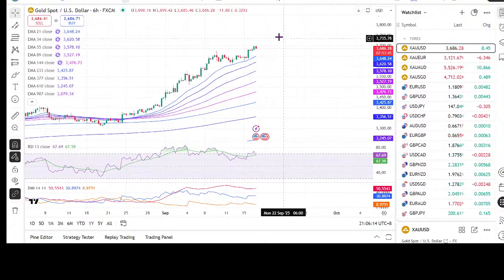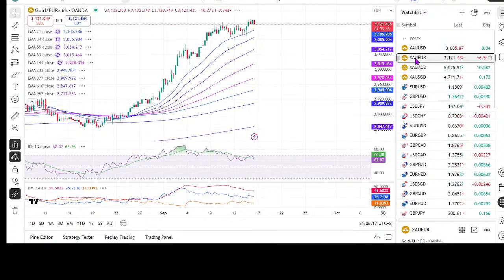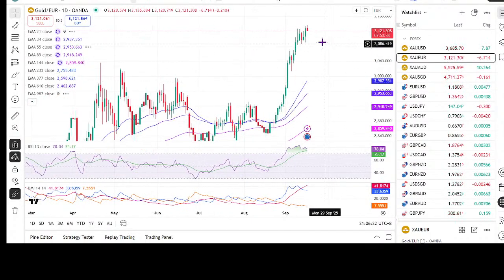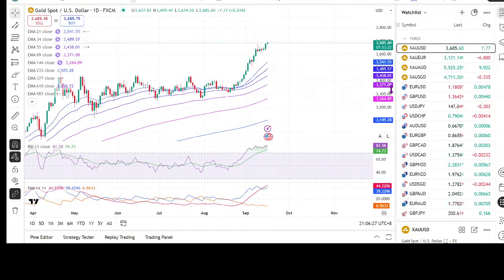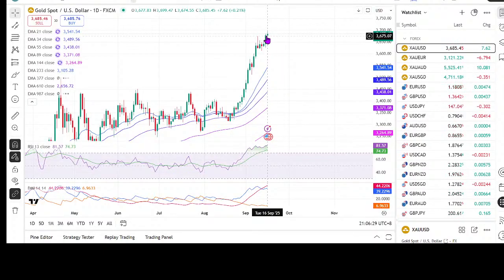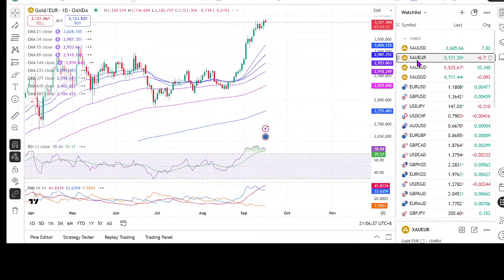Another thing I also want to share with you is when we look at gold euro. Gold euro and gold US, can you see the difference? Gold US is still showing the price pushing higher. The gold euro is caught in a trading range. So if we were to sell, gold euro would be a better bet.